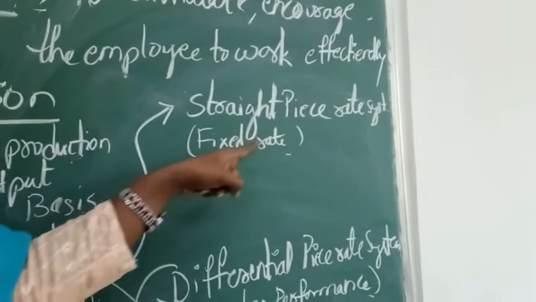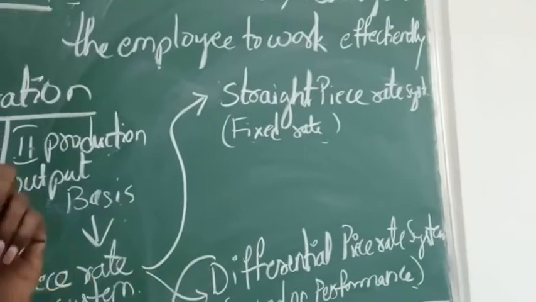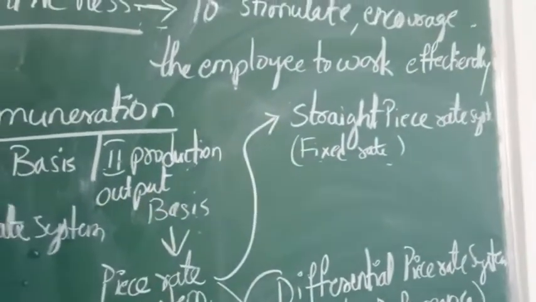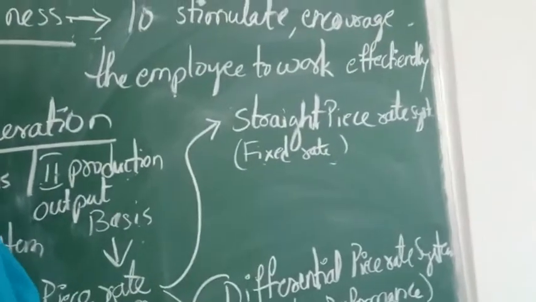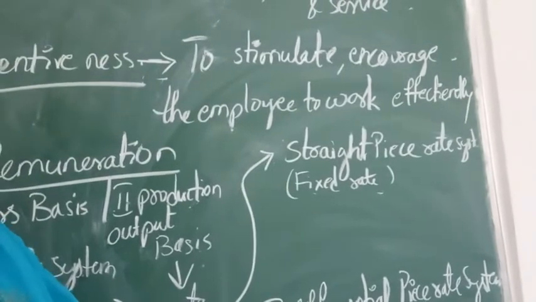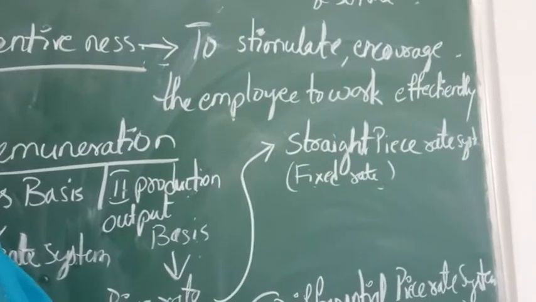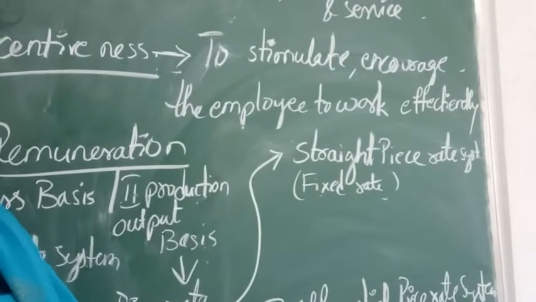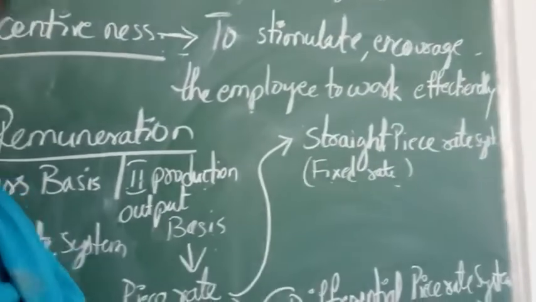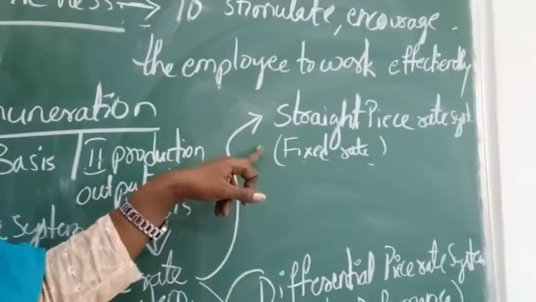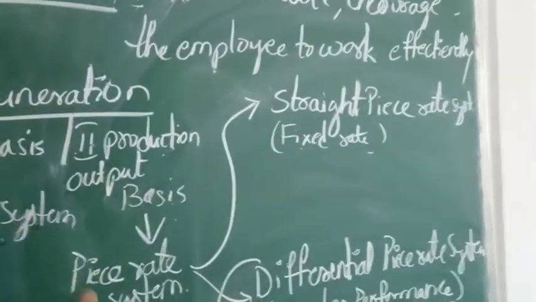Here what is happening? The rate for a particular product is fixed. Suppose you manufactured 10 products and he fixed that each product is 2 rupees. If you produce 10 products, he is going to give 20 rupees. If you are producing 100 products, he is going to give 200 rupees. In this way, the rate is fixed for the particular product, which comes under the fixed piece rate system.